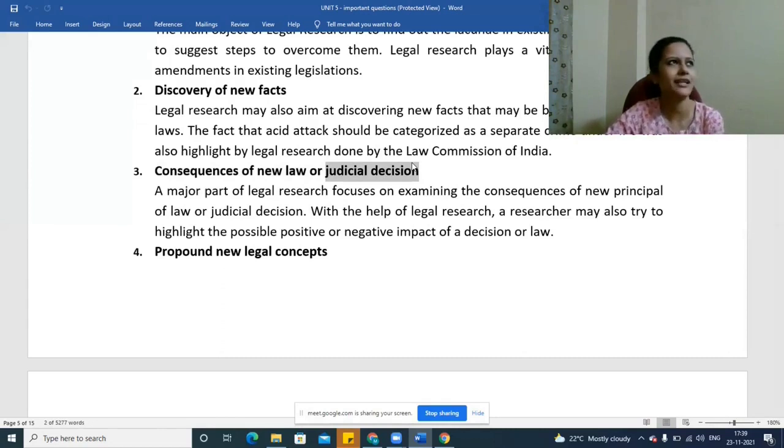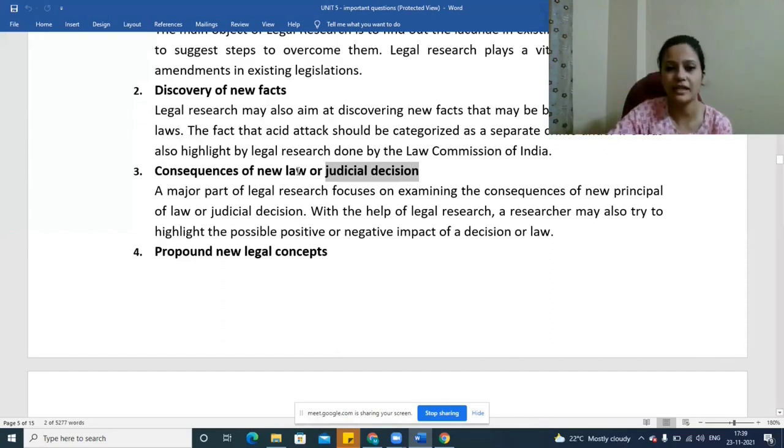Judicial decision, any latest decision you can think of? Maybe one consumer protection. Ma'am, can we say demonetization? Demonetization was a decision of government, not a judicial decision as such. It was an executive decision, right? Judicial decision as in, a court that has taken a decision.